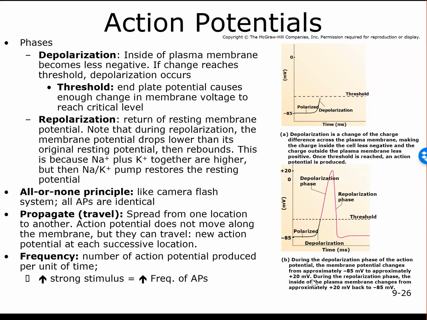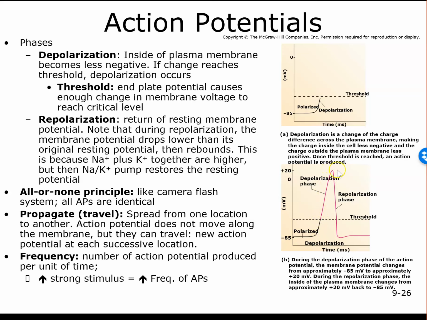Now let's review some of these terms that we've already discussed in the nervous system. We've got depolarization of our plasma membrane, and that's going to cause us to become less negative. So we are moving positively up in this graph. If we reach this threshold, which is going to be our end plate potential, causing enough change in the membrane voltage to reach this critical level, then we will get our full depolarization, which is now called an action potential.